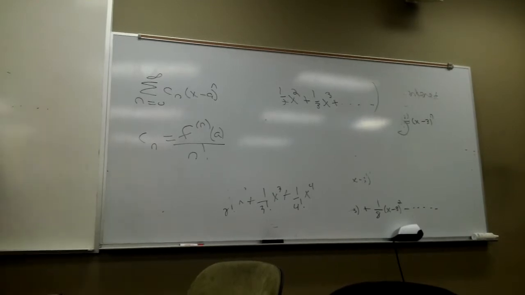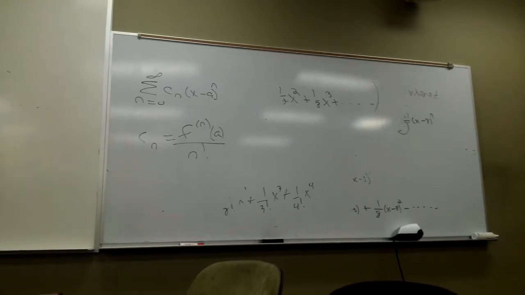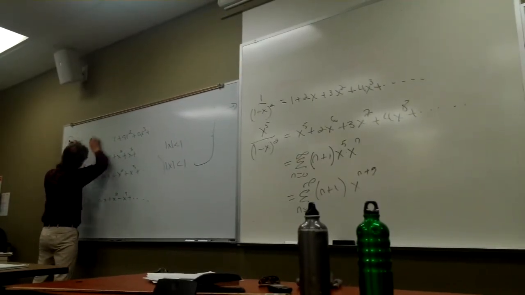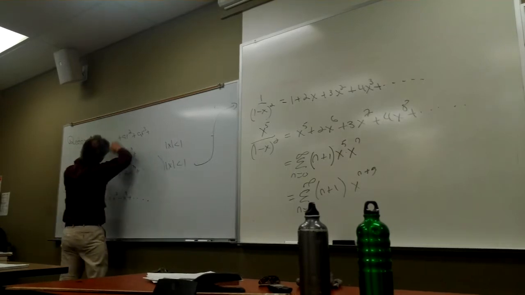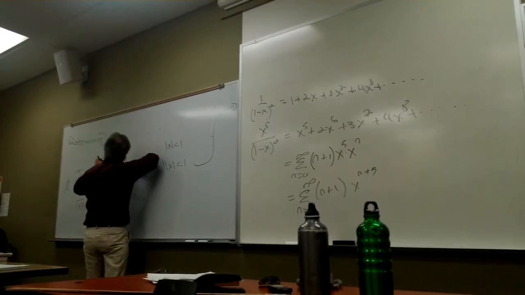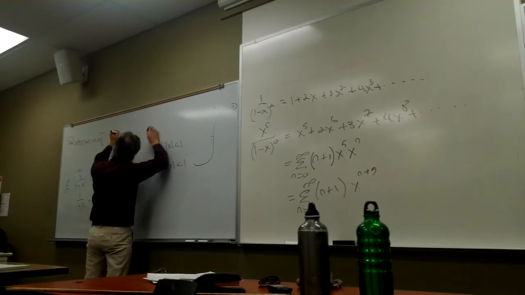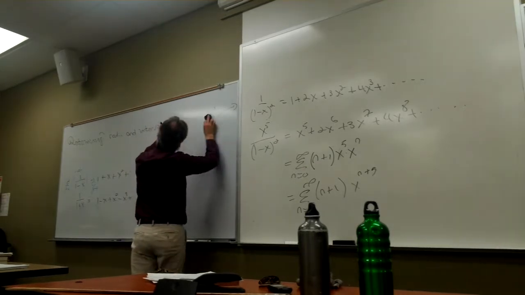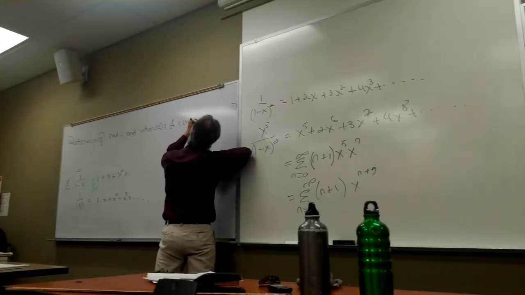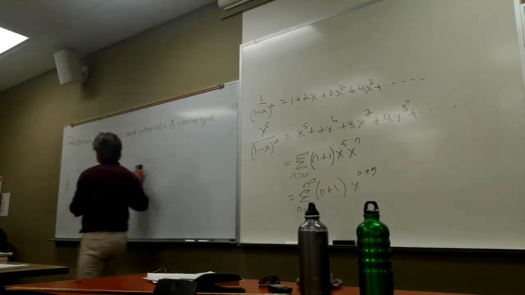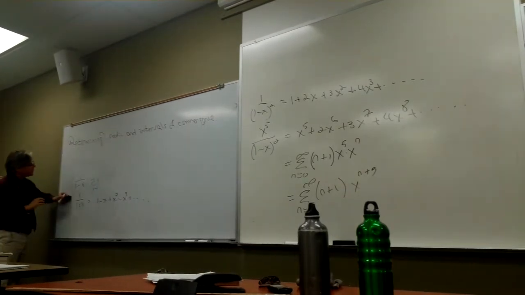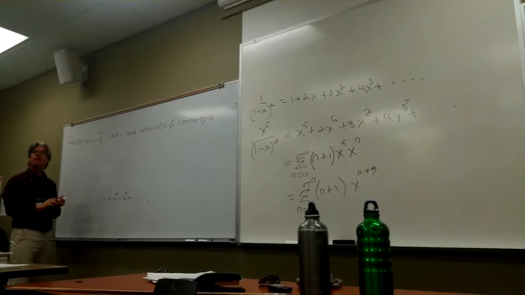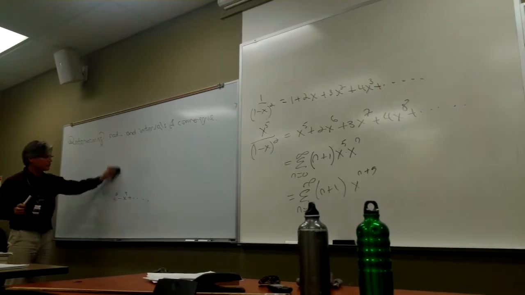If you're okay with that, let me talk about determining radii and intervals of convergence. Now, an interval of convergence is merely a collection of values of x for which I do have convergence for a power series representation of a function.